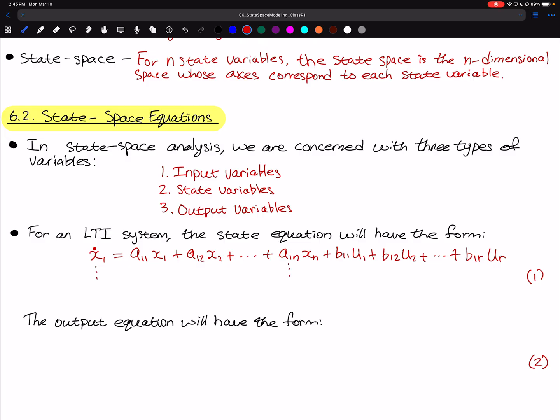We're going to have n state equations. So we're going to end up down here with an xn dot equal to a n1 times x1 plus a n2 x2 plus dot dot dot plus a n n xn plus some b n1 times u1 plus b n2 u2 plus dot dot dot plus b n r times ur.